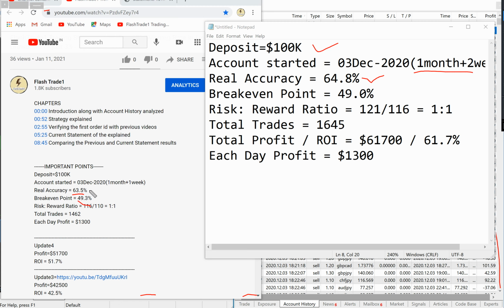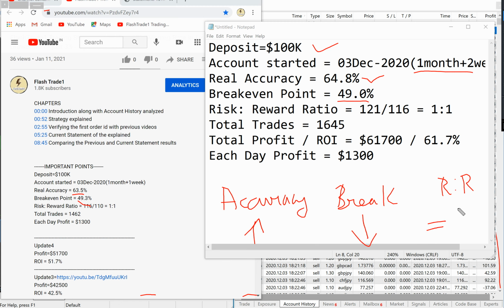Break-even point is 49.3 and as of now it is 49.0. Whenever any client is trading his account, they need to maintain three things in the account. The first one is the accuracy of the account, the second one is the break-even, and the third one is the risk reward. One should always try to increase the accuracy of the account, decrease the break-even accuracy of the account, or maintain or increase the risk reward of the account.